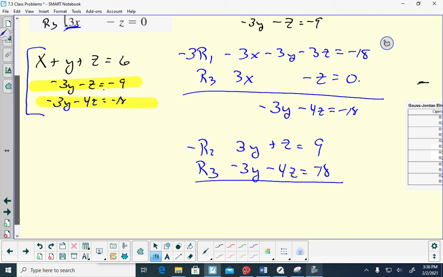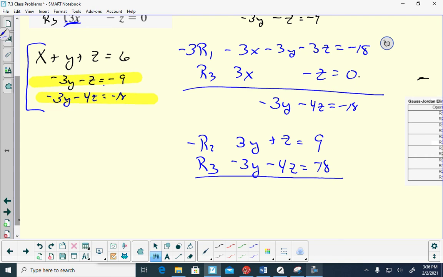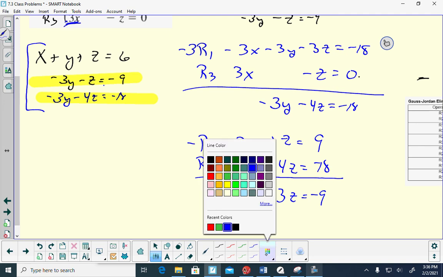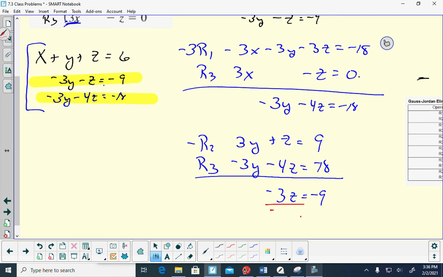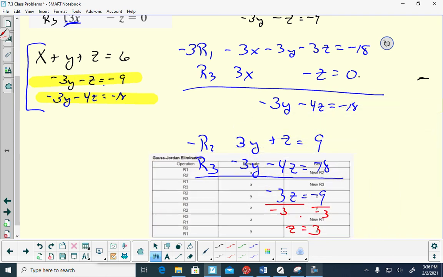And when I do that, the y's will go away. I'll have negative 3z is equal to negative 9. Well, at this point here, I want to know what z is. And at this point here, as soon as I have z is equal to something, I'm going to divide both sides, in this case by negative 3. So I'm going to say z is equal to a positive 3. So here, when I did that, oh, can't really read that.